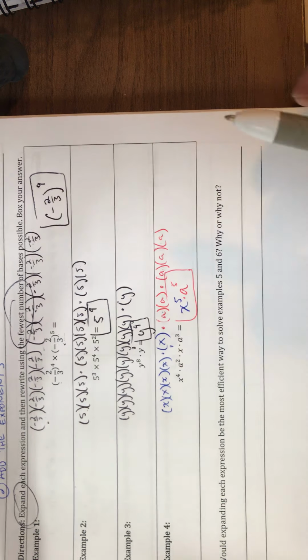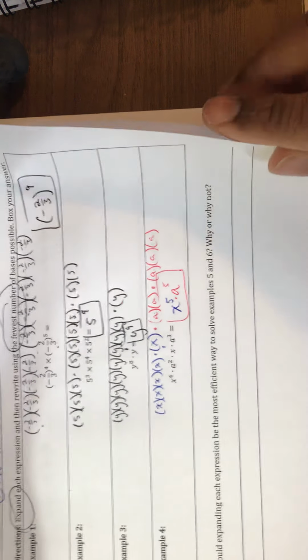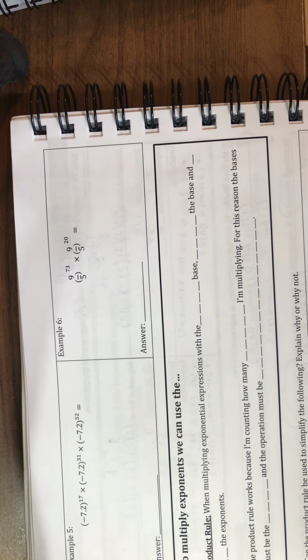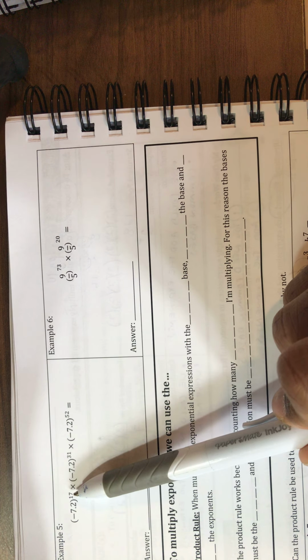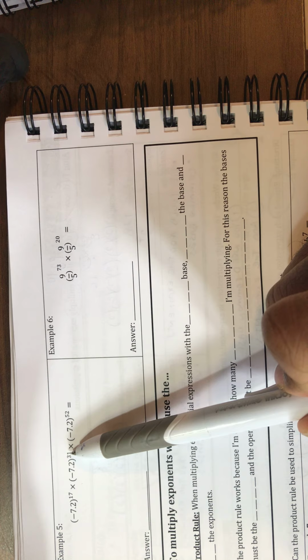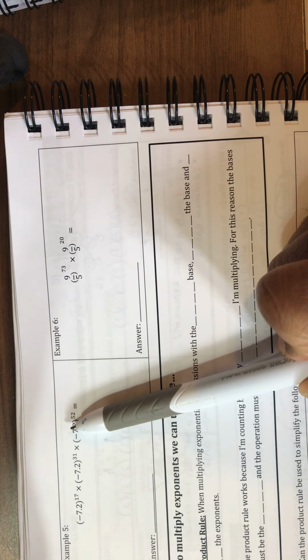So now, boxes, take a look. It says, would expanding the expression be the most efficient way to solve examples 5 and 6? Why or why not? First of all, where are examples 5 and 6? Go ahead and flip that page. All right, now, it says, would expanding work for examples 5 and 6? Would that be efficient? Well, I see this is negative 7.2 to the 17th power, to the 31st power, to the 50th. I don't think expanding would be very efficient here.